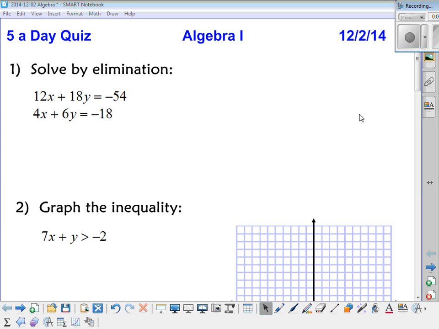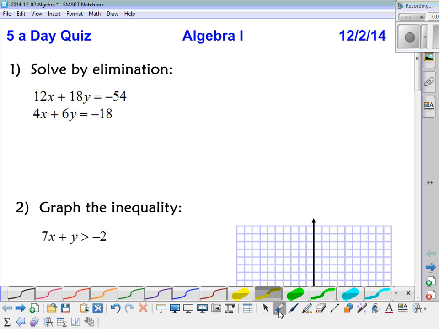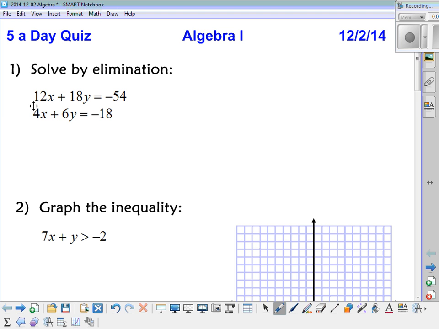All right, so we're going to go over the 5-a-day quiz for Algebra 1. Number 1, you had to solve by elimination, so I want to make it so that at least one of my coefficients is the opposite of the other. So if I look at this, I notice that if I multiply this bottom one by -3, then I'm going to have a negative 12x, and my x's will drop out.